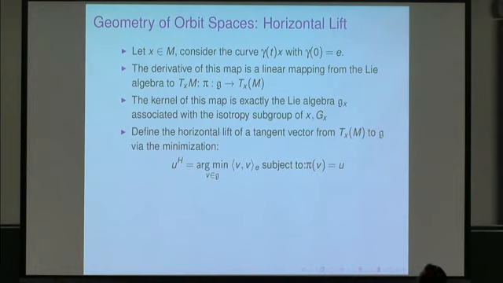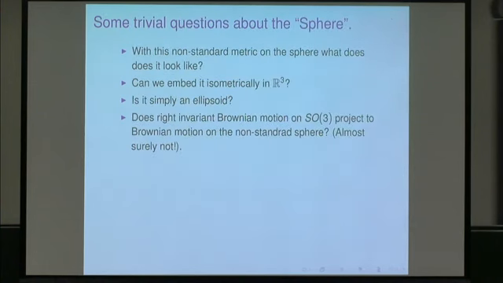And the kernel of this map is exactly the Lie algebra associated with the isotropy subgroup. And we can define a horizontal lift of the tangent vector from the manifold onto the Lie algebra via this minimization. So this is defining the horizontal lift from a tangent vector x. We want the projection of the element in the Lie algebra down to the tangent space of the manifold to be u. So we are trying to lift u horizontally up to the group. And this is a very abstract setting, but we can do this explicitly.